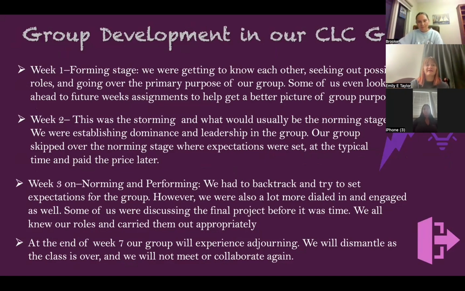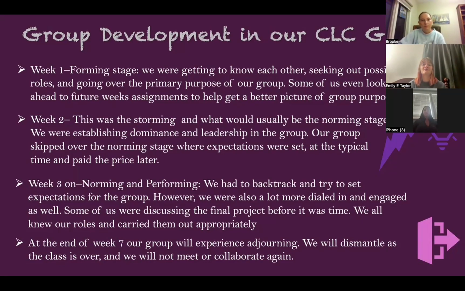In week one, we had the forming stage where we were getting to know each other. We were seeking out possible roles and going over the primary purpose of our group. Some of us even looked ahead to future assignments to help us get a better idea of what all it was going to take to be able to do our group.